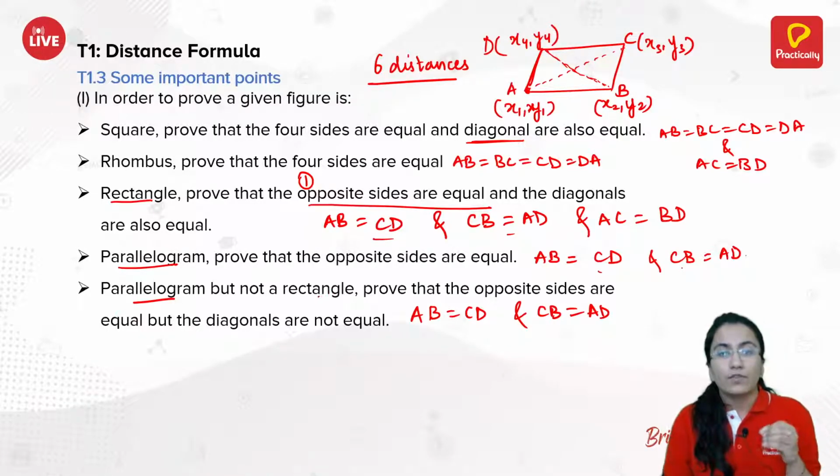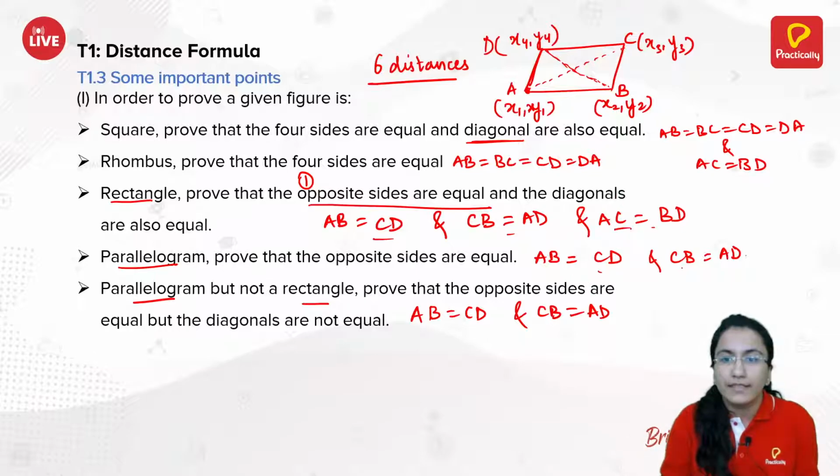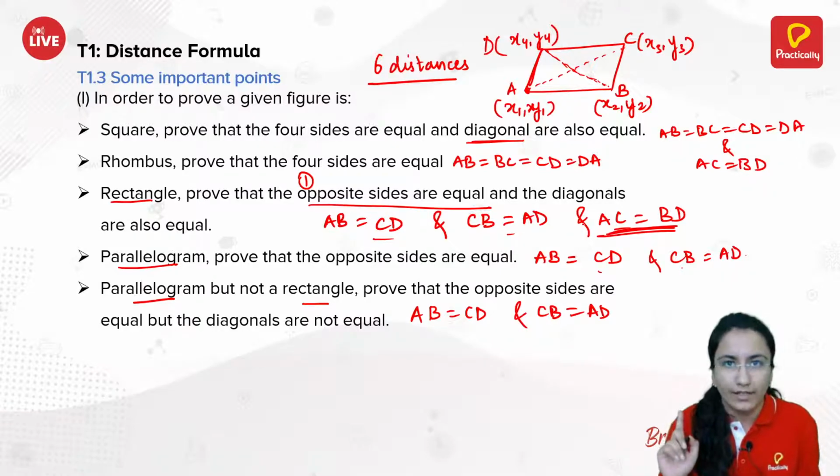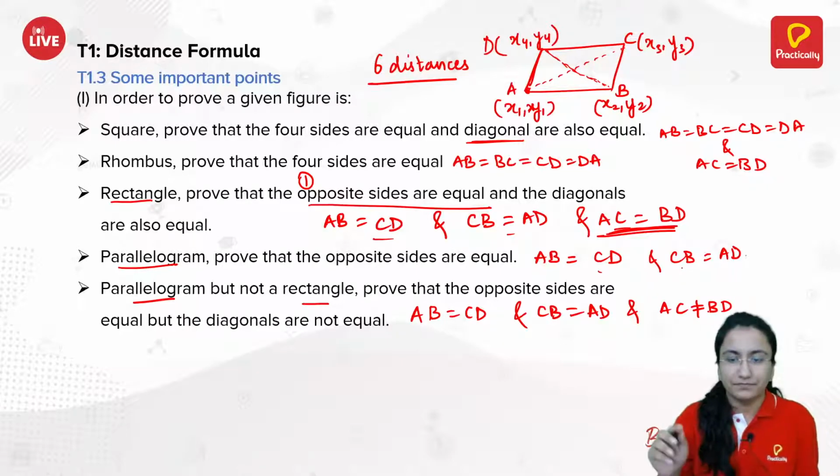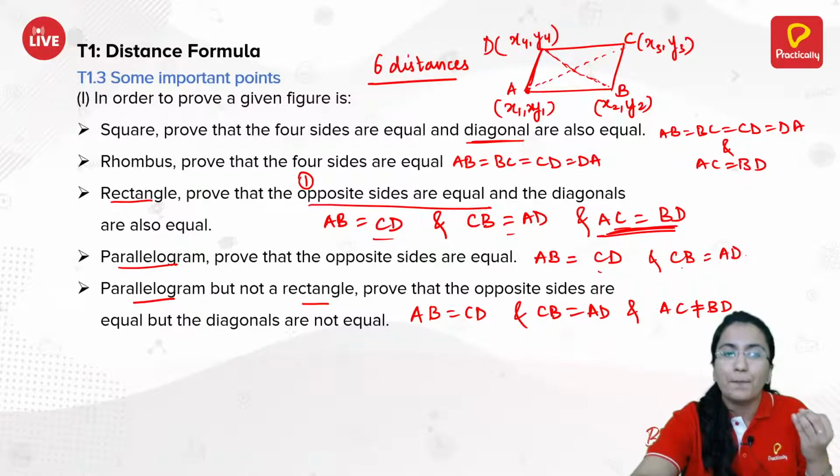But if it must not be a rectangle, that means diagonals, these are basically the diagonals. If diagonals are equal, then it will be called a rectangle. So what condition must be implemented? Diagonals must not be equal, right? So this is the condition to say that we have a quadrilateral which is a parallelogram but not a rectangle.